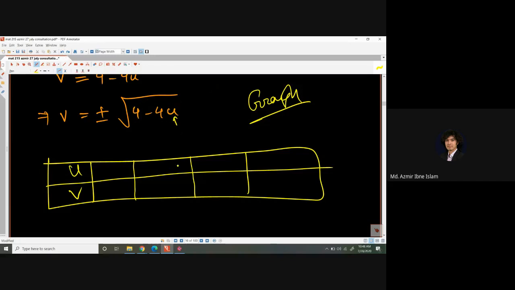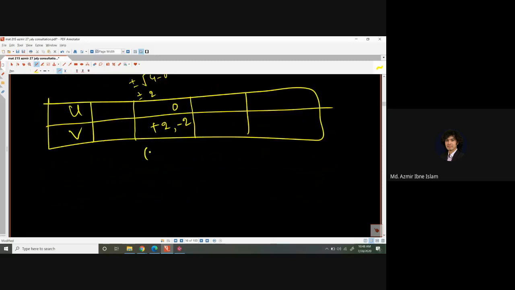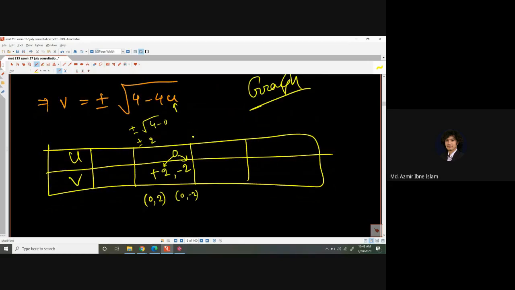If we input, let's say 0, what will be the case? If we input 0 here, 4 minus 0, root 4, plus minus root over 4, we are getting plus minus 2. Is that okay? Yes. So 2 and -2. The first point we are getting is 0, 2, that means 0 is mapping to 2 and 0 is also mapping to -2. Clear? Is that okay? Yes, sir.